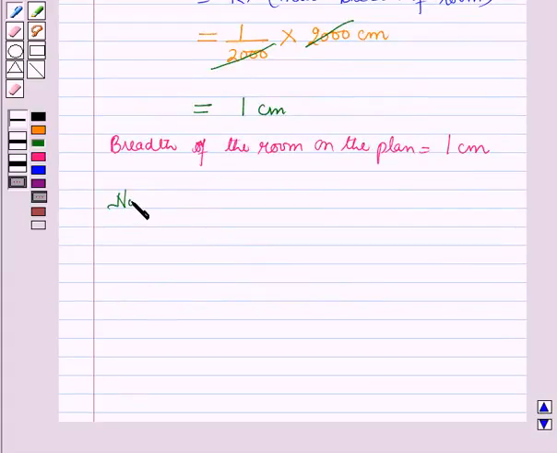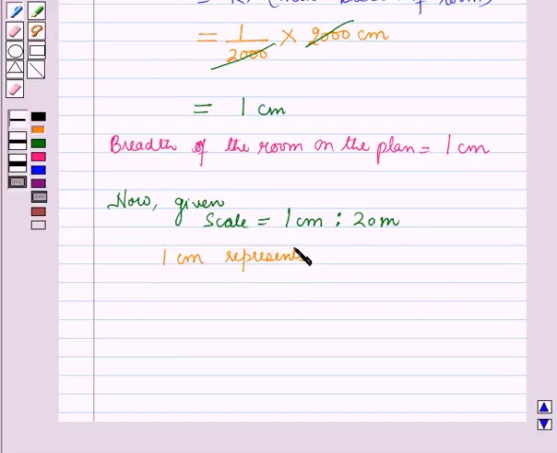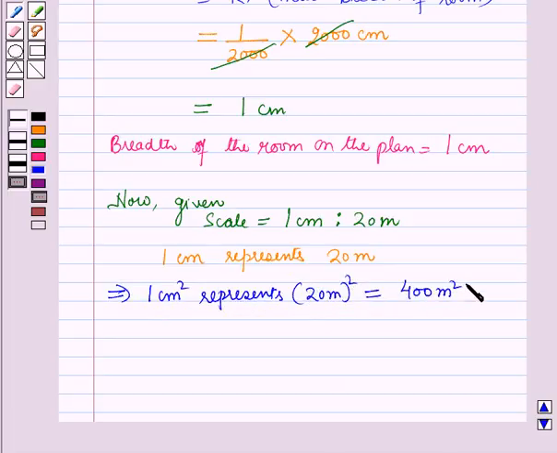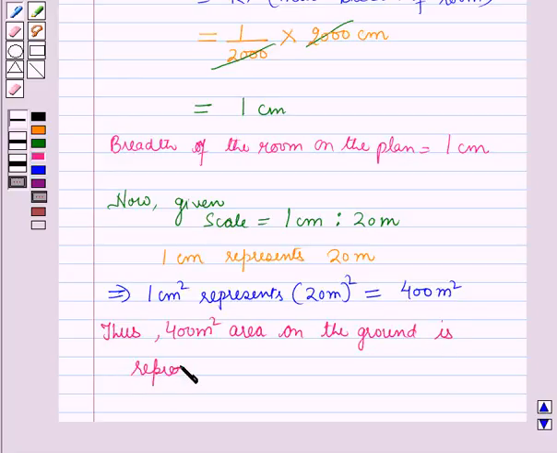Now given scale is equal to 1 centimeter is to 20 meters. Now here 1 centimeter represents 20 meters. This implies 1 centimeter square will represent 20 meters square, which is equal to 400 meters square. Thus, 400 meters square area on the ground is represented by 1 centimeter square on the plan.